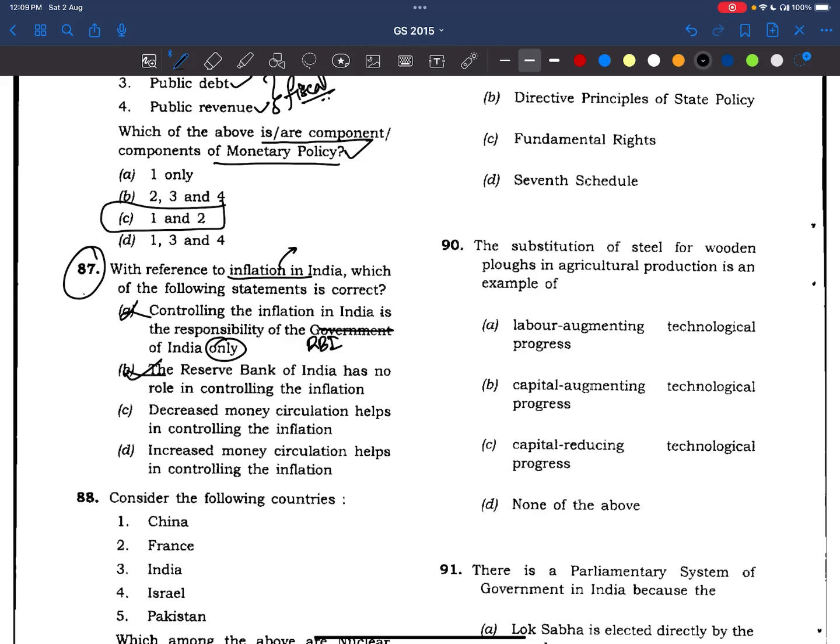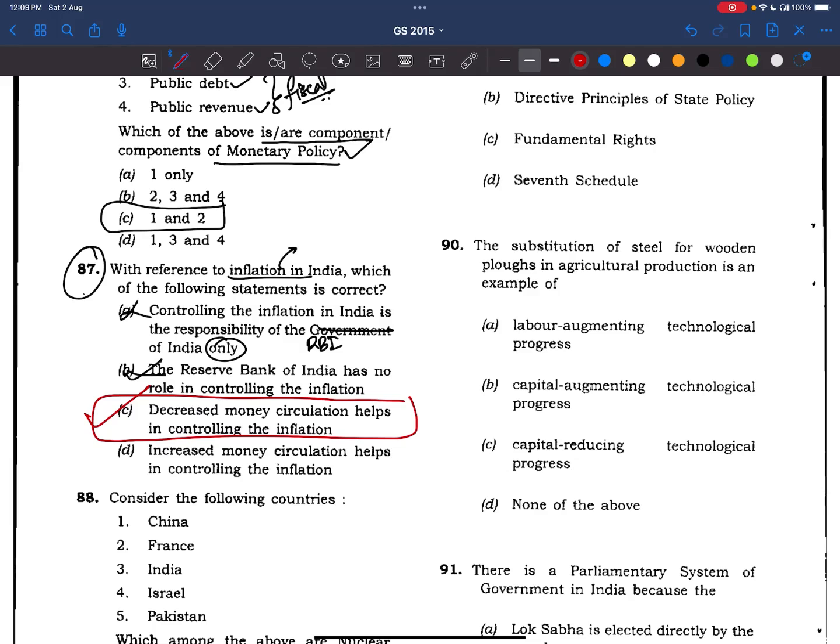Decreased money circulation helps in controlling inflation. Yes. What RBI does when there is inflation is increase the interest rate so that money circulation will decrease. The loans become dearer, right? Interest rate will increase, so people try to spend less.